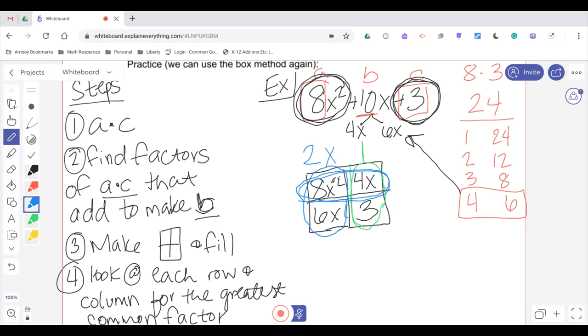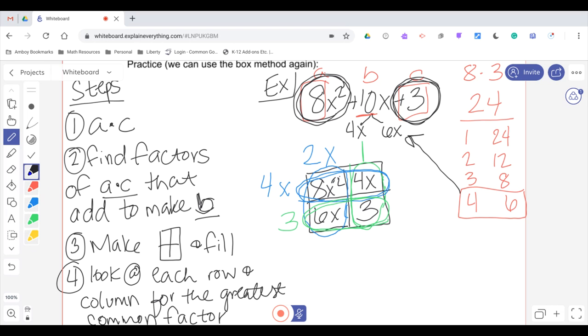Okay. So if I look at 8x squared and 4x, they both have an x, and the biggest number that goes into both of them is 4. Okay. And also a way you can check this is multiply it back together. If I took 4x times 2x, I would get 8x squared. So that's a good indication that we did this correctly. Then in the bottom row, I have 6x and 3. I cannot pull out an x, but the biggest number that goes in is 3.